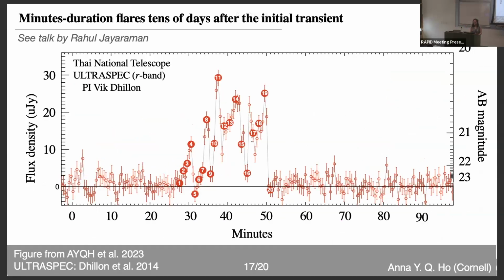Another remarkable feature, we've only seen this in one of these events so far, but it's very hard to look in a systematic way. At least one of them exhibited minutes-duration flares at supernova luminosities tens to 100 days after the initial transient. This is probably our best observed flare. This was observed with a high-speed photometer on the 2.4 meter Thai National Telescope. I don't have time to talk much about this. These flares are red and non-thermal, so probably from a relativistic outflow, but somehow it can persist for tens of days, as opposed to, say, a gamma ray burst, where they can only go on for maybe at most a day.